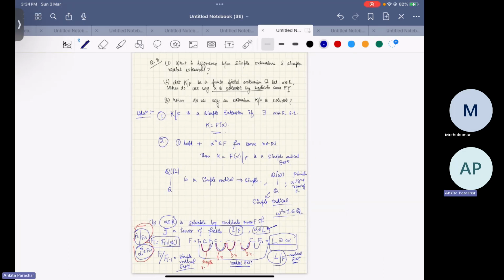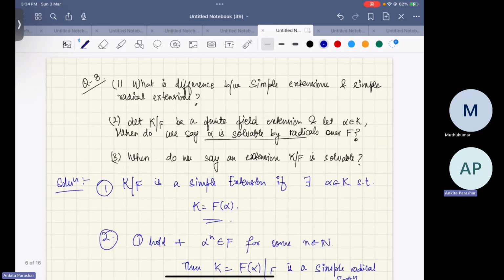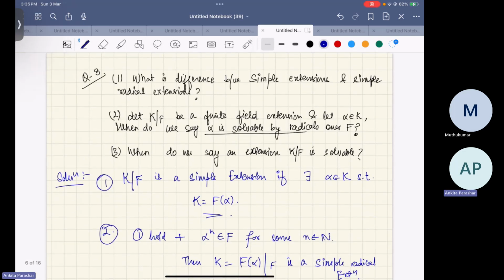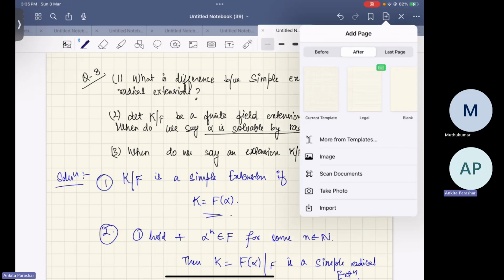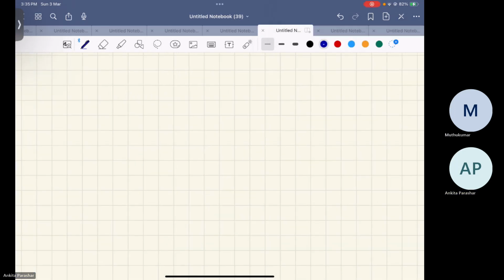Yes. All right. So then we know what is simple radical, and now we know how to say that an element is solvable by radical. Now, when can we say an extension is solvable? Every element of K is solvable by radicals. So solvable means solvable by radicals. Exactly. So let me write now.